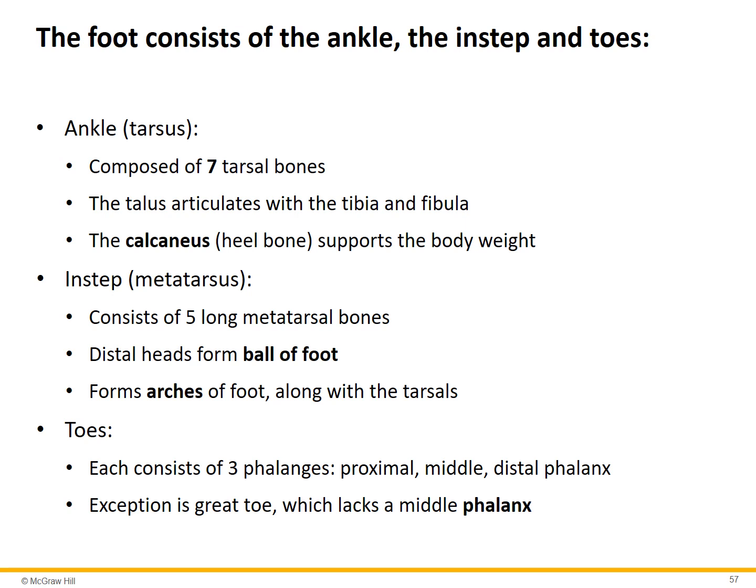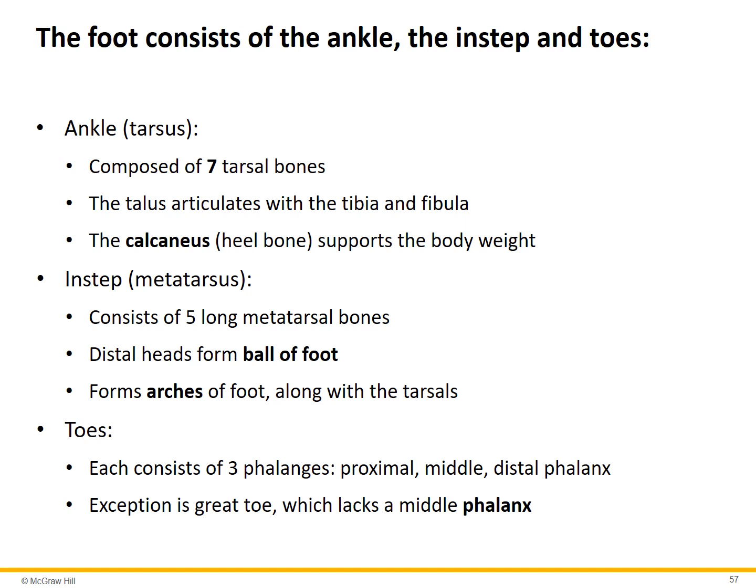Okay, so your tarsal bones are your ankle bones, and there's 7 tarsal bones. The talus is one of the tarsal bones that articulates with the tibia and fibula. Again, that forms your ankle joint. Your heel bone is called your calcaneus. That helps support the weight of your body. Okay, your metatarsals are the 5 foot bones. The distal heads form the ball of the foot. Don't have to worry about that. Also forms the arch of the foot.